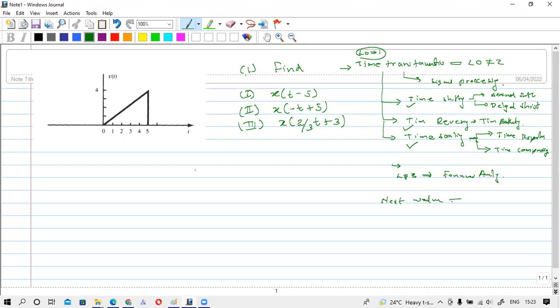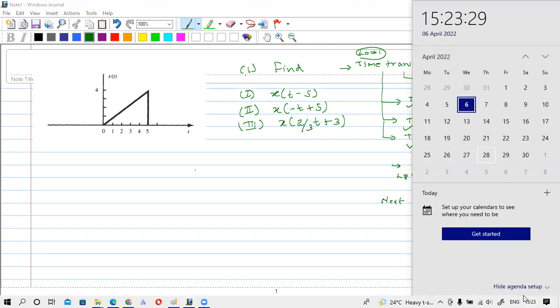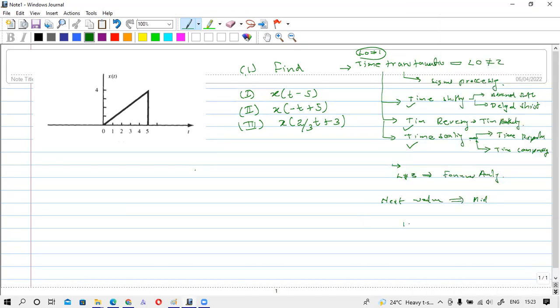Most probably your mid-review exam will be held next Wednesday. Next Wednesday means the 13th, no? The 13th. Most probably your mid exam will be on the 30th, Wednesday. So is it okay for you this week? Next week?